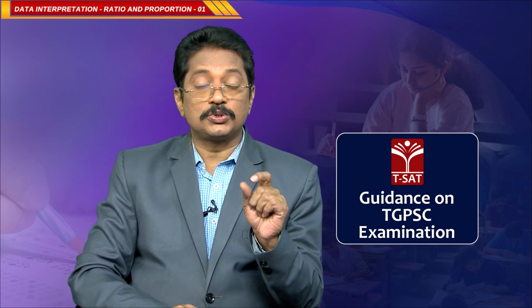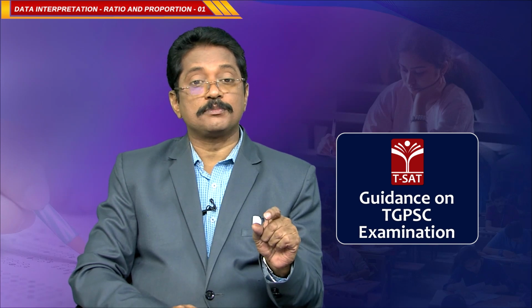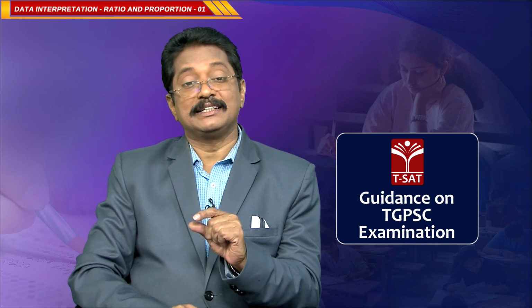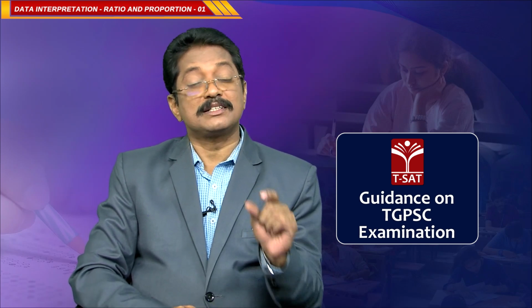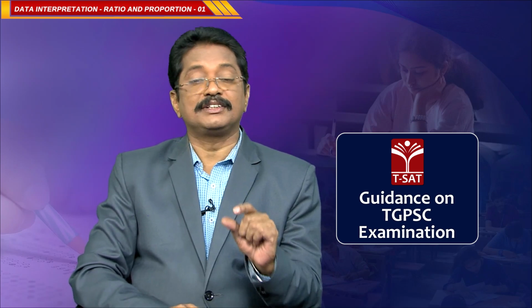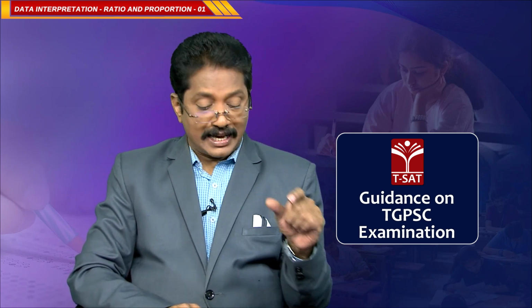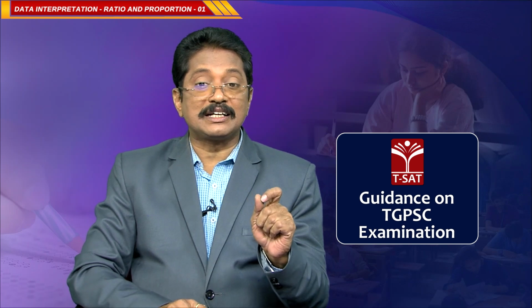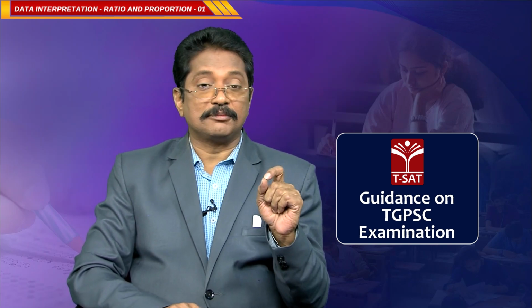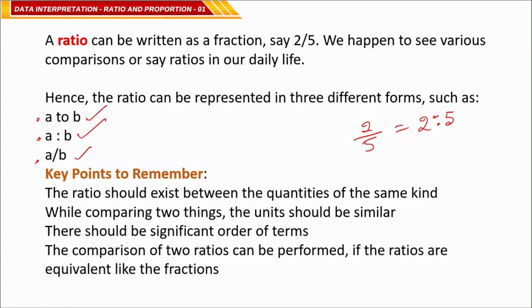Is it clear? Both should be the same kind, like 2 kilograms and 75 milligrams. You can compare these two because both represent the mass or weight of the object. So the quantities should be of the same kind, that is the first one, and there should be a significant order of terms. This is also very, very important. And the comparison of two ratios can be performed if the ratios are equivalent, like fractions.